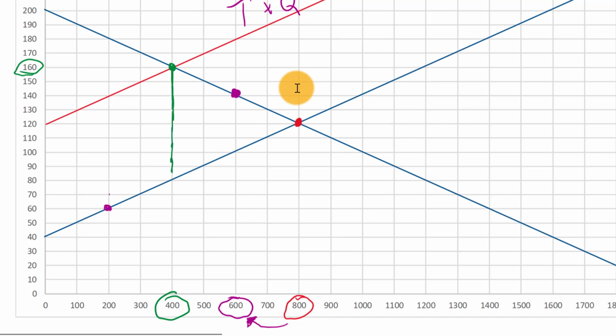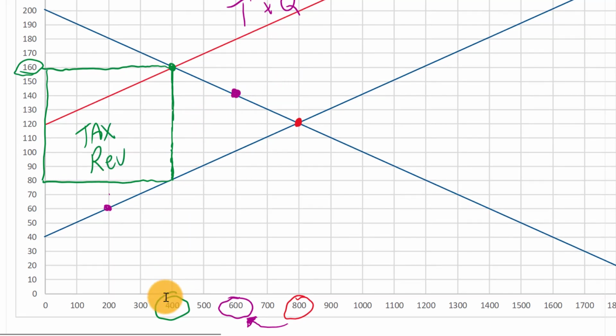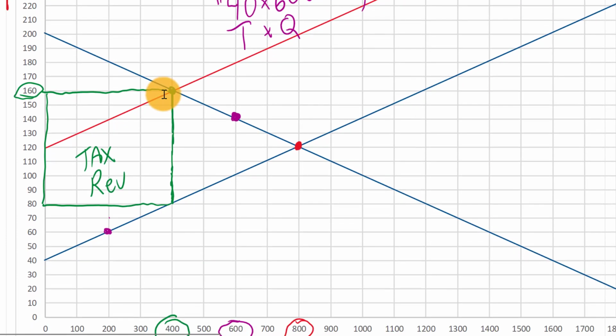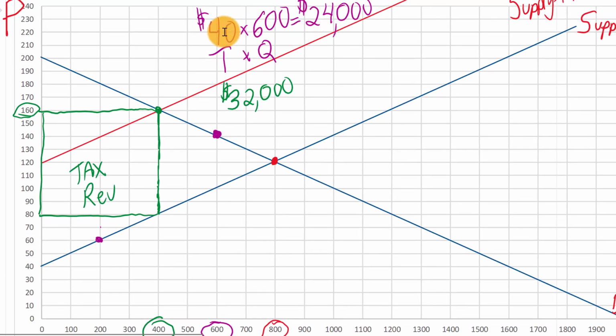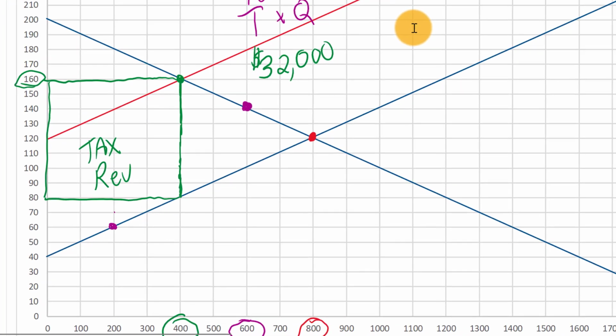So here's the amount of the tax, that $80, and $80 times 400 units. This green rectangle is going to be our tax revenue visualized. And so it looks like our tax revenue is going to be 400 times $80, or $32,000. And yeah, that tax revenue is bigger than what we were getting with a tax level of $40. A tax level of $80 per unit does give us a bigger tax revenue.